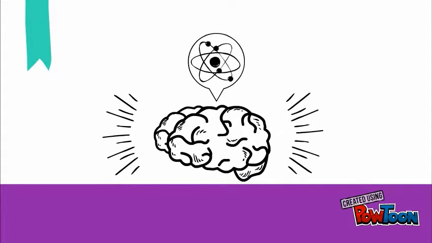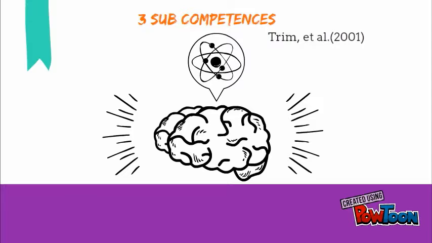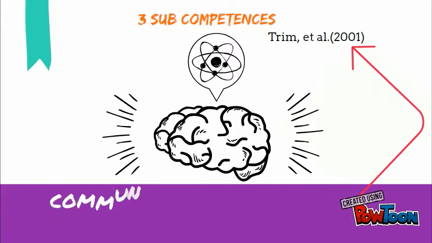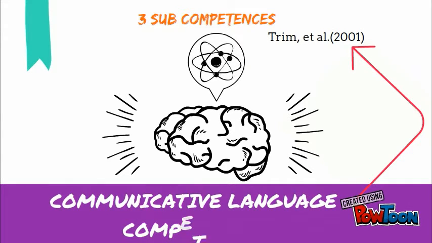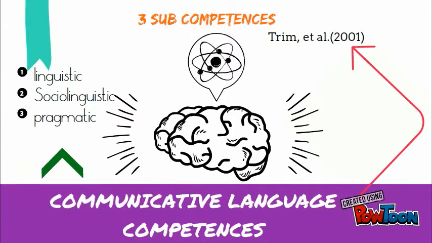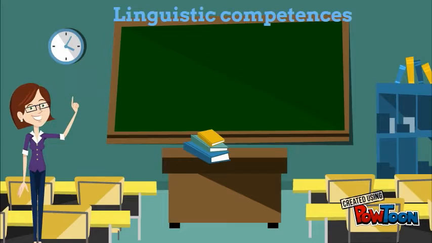Therefore, these definitions that have been mentioned lead to the three sub-competencies that, according to Trim et al. 2001, are contained inside the communicative competencies, which are linguistic, sociolinguistic, and pragmatic competencies.